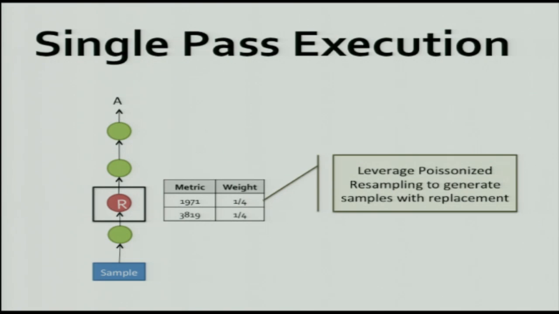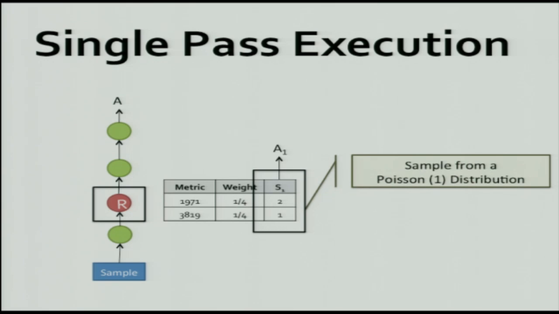So for this, what we did for BlinkDB is essentially re-engineer the data primitives that are passed through a query. What do I mean by that? We use a technique called Poissonized resampling to generate samples with replacement. How this works is, for every tuple that's associated as part of the query, we associate a scaling factor to this tuple. The scaling factor is governed by sampling from a Poisson distribution with a mean of 1.